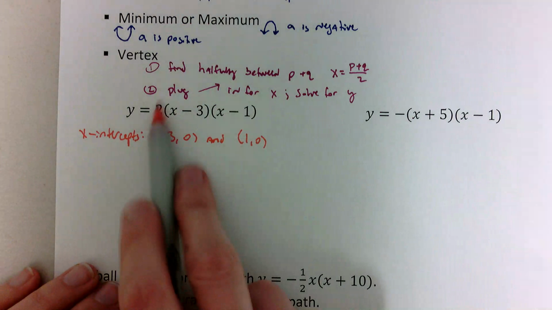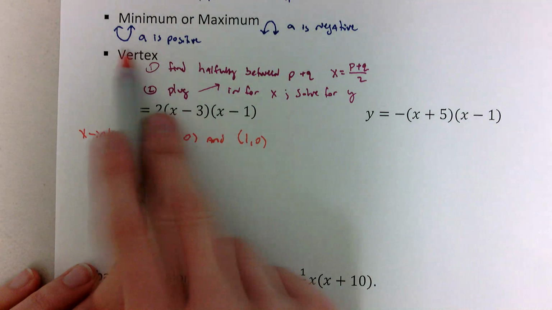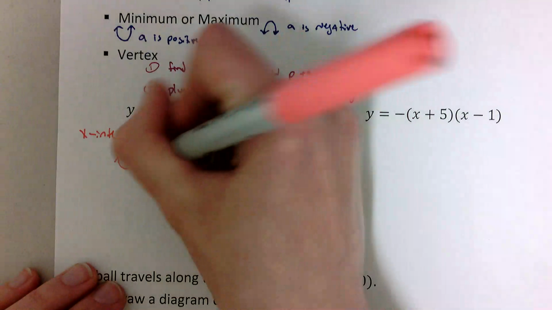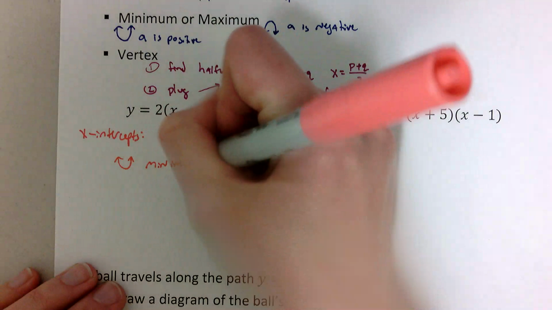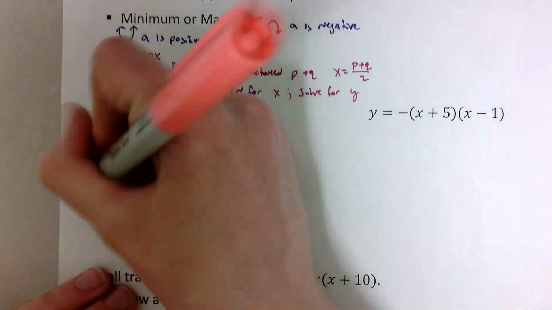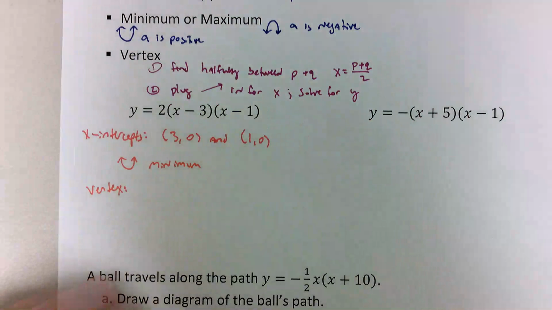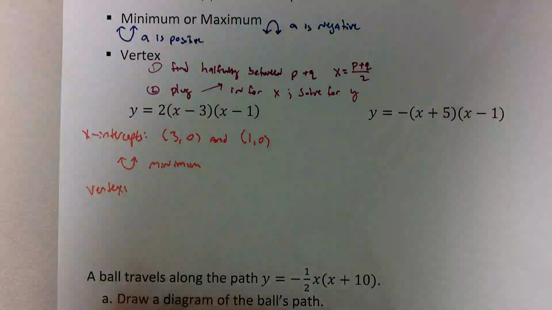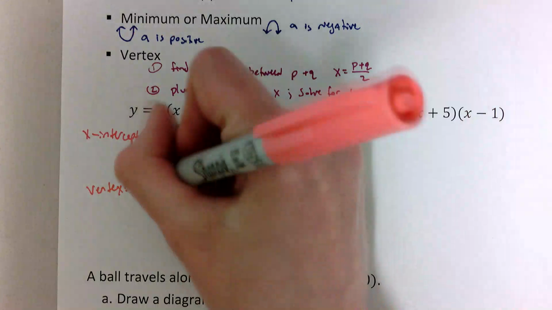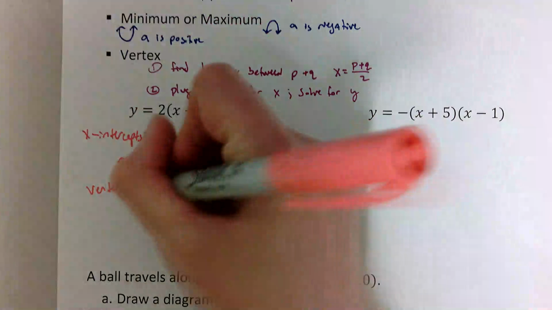All right, this one, since the 2 is positive, that tells me my graph is going to look like this, and it's going to have a minimum. So my graph is going to open this way, and it has a minimum. And then to find the vertex, this is the one that's going to take a little bit of work. The first thing that I'm going to do is find halfway between P and Q. I'm going to take these two numbers here, the backwards looking ones, add those together and then divide by 2. That's how I'm going to get my x coordinate.